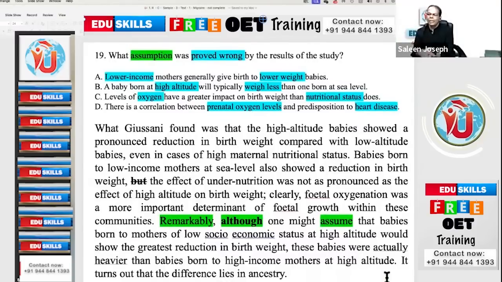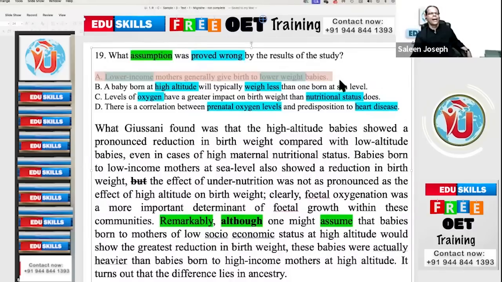So which assumption, presumption, speculation was proved wrong? Lower income mothers must have low weight babies. This fact is not right. This is the assumption which is proved wrong. That is the answer A. Yes. You have to be very cautious about such negative questions. Which assumption was proved wrong? The presumption, speculation, was that lower income mothers will have low weight babies. But that was disproved by this particular study.